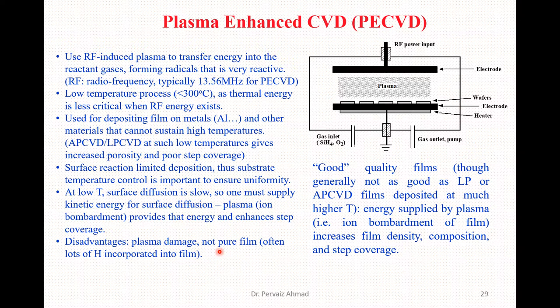So what are the possible impurities that we can get by these techniques? Often we have lots of hydrogen incorporated into the film. This is one of the main disadvantages of these techniques.